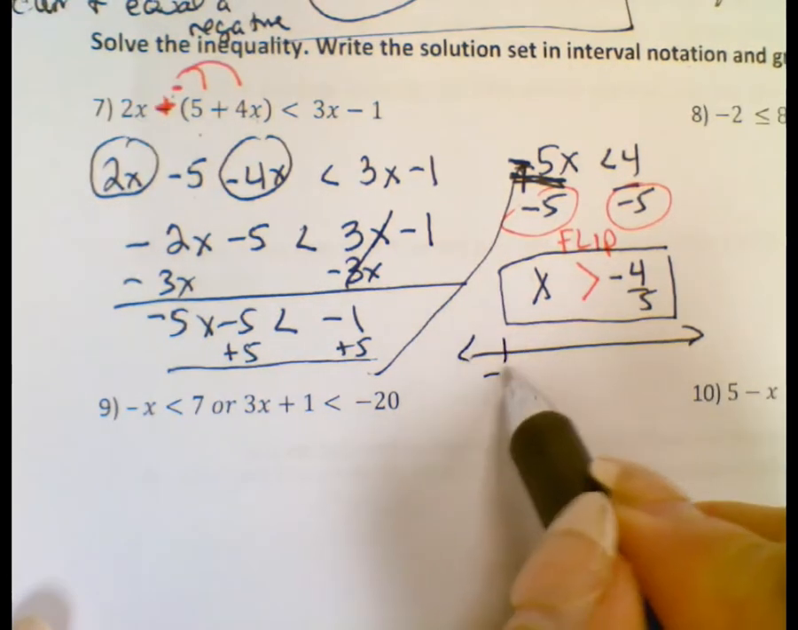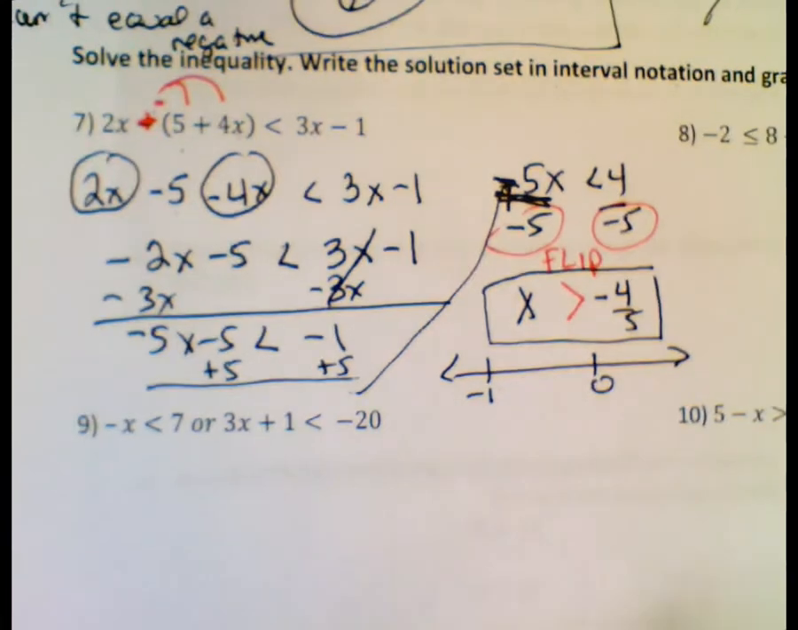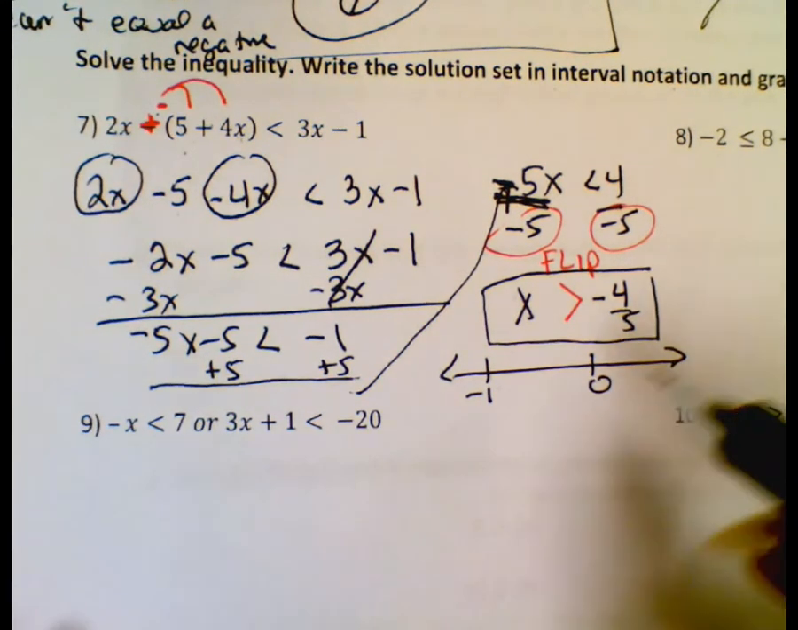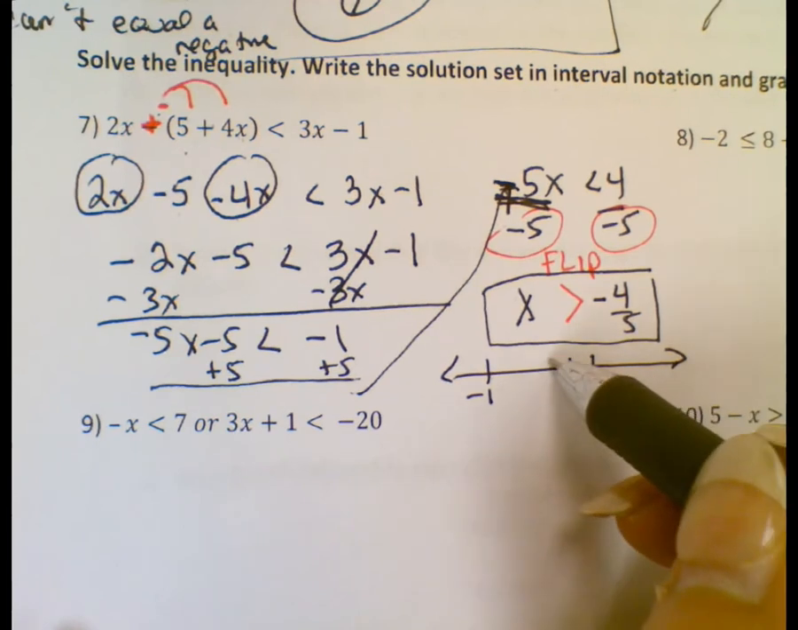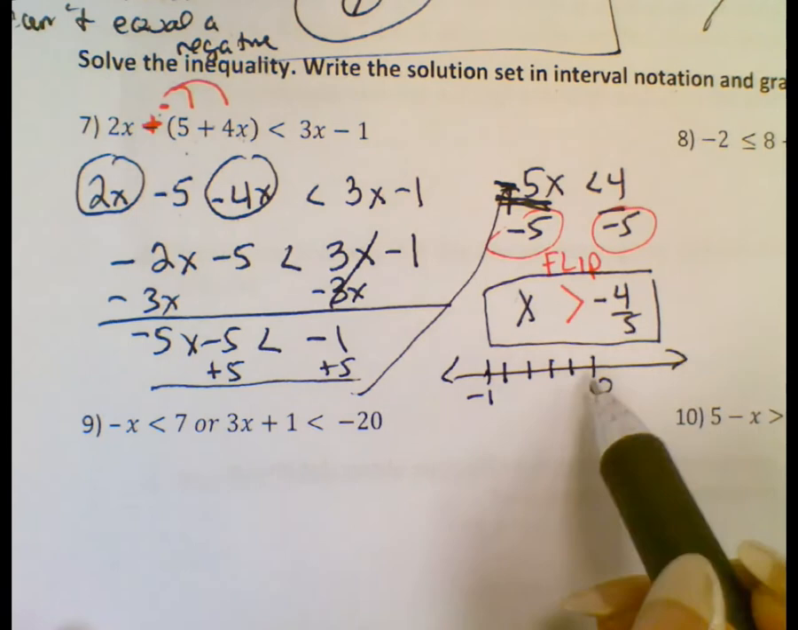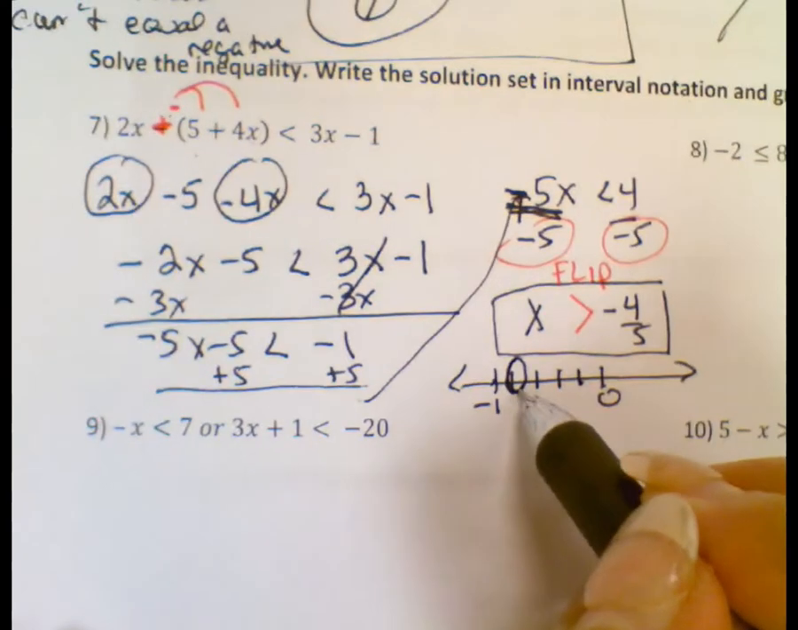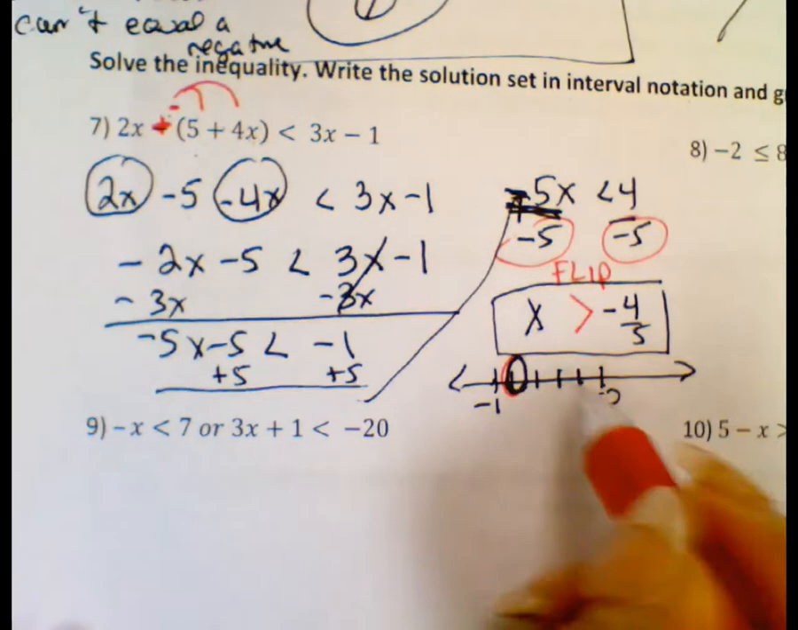Now, negative 1 is right here and 0 is right here. Negative 4/5 is between these two numbers. If you're not quite sure where to go, you can put this in the fifths: 1/5, 2/5, 3/5, 4/5, 5/5 is 1. So negative 4/5 is about right here. Put an open circle, and you're shading it. I'm going to do it with red, and you're going to shade it to the right.